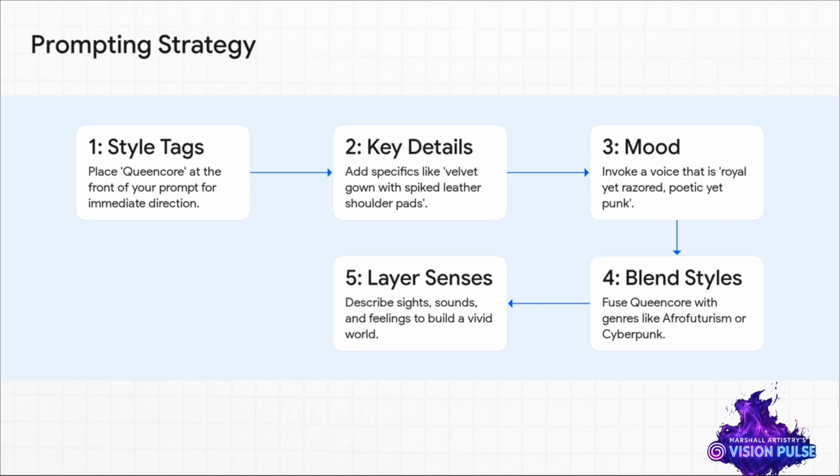And step 4, this is what makes it so fun. You can fuse Queencore with anything. Afrofuturism, cyberpunk, you name it. And finally, layer the senses. Talk about the feel of the leather, the sound of the chants, the sight of torchlight. That's what makes the world feel real.